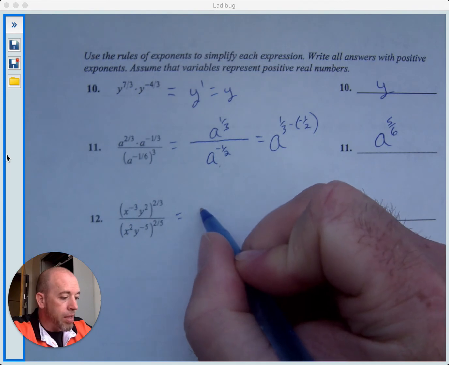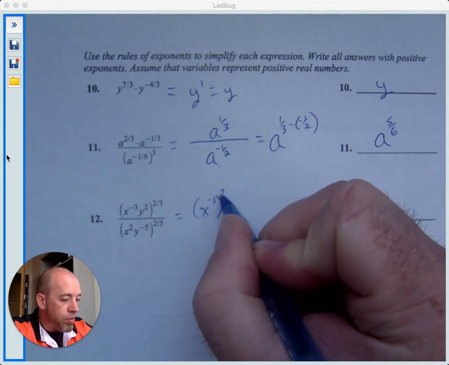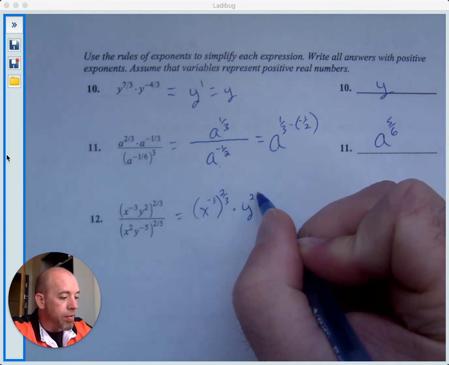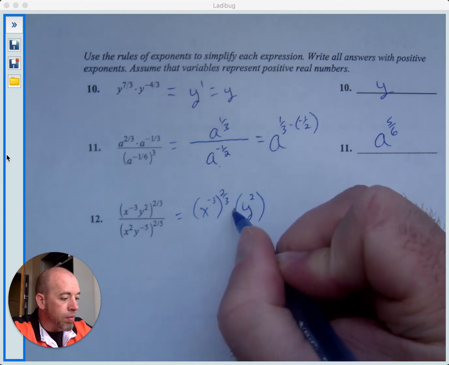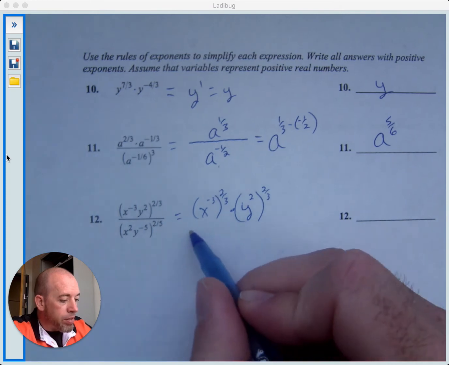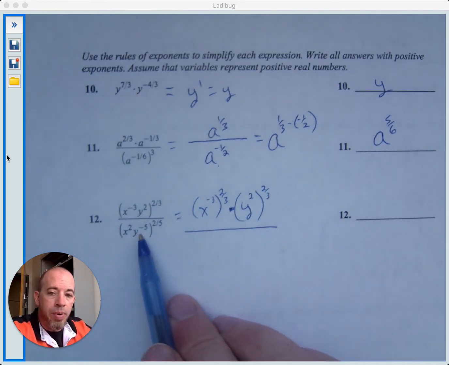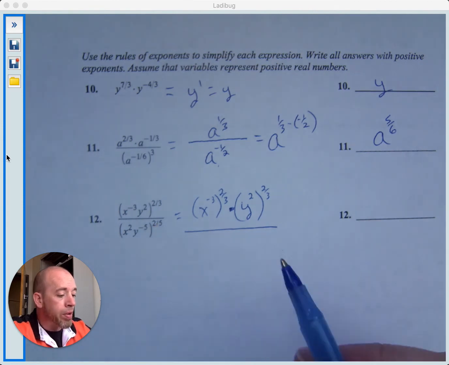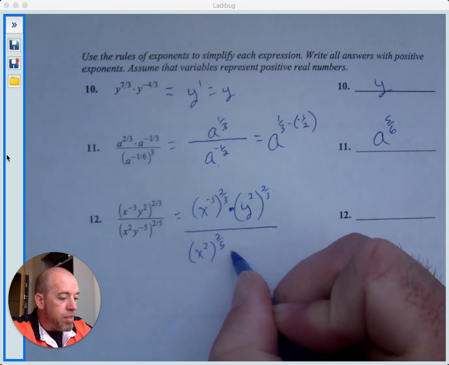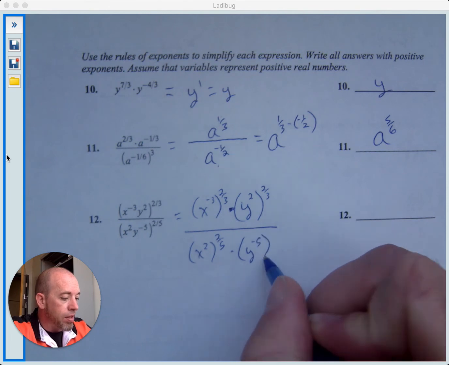This would become x to the negative 1/3 to the 2/3 times y squared to the 2/3. On the bottom, we could do the same thing, right? We have a product to a power. We could distribute that power to both parts. So this becomes x squared to the 2/5 times y to the negative 5th to the 2/5.